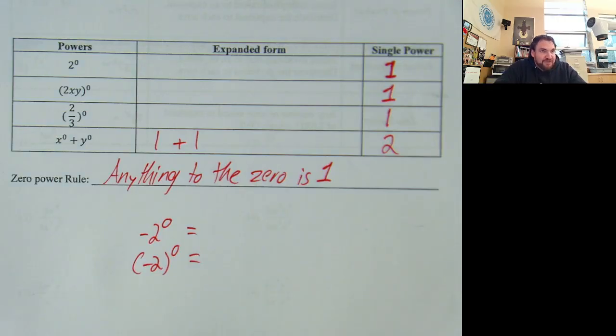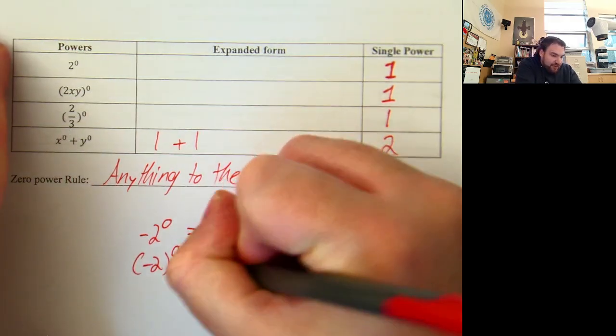Let's do the bottom one first. It's in brackets. So that negative is part of the base. So what's negative 2 to the power of 0? Anything to the power of 0 is? 1. And that negative is included as part of the base. This is going to give you 1.